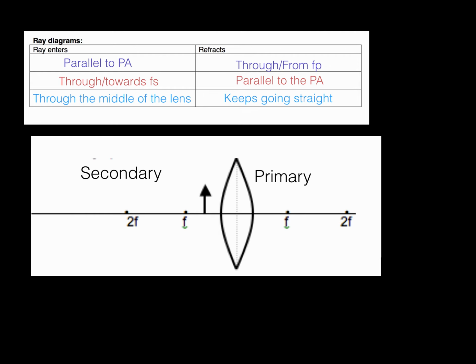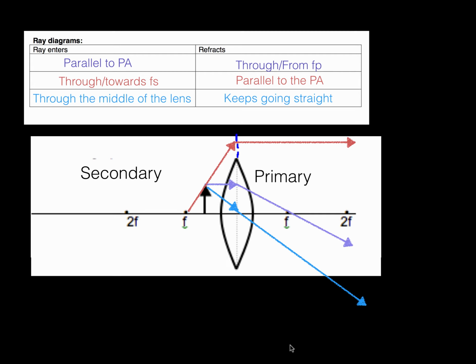Our first ray comes in parallel to the principal axis. It refracts through the primary focus. The second ray comes from the secondary focus, and because our lens isn't quite tall enough, I'm just going to imagine that dotted vertical line that goes through the lens continues up above it, and it refracts parallel to the principal axis. The third line comes through the middle of the lens, and it keeps on going.